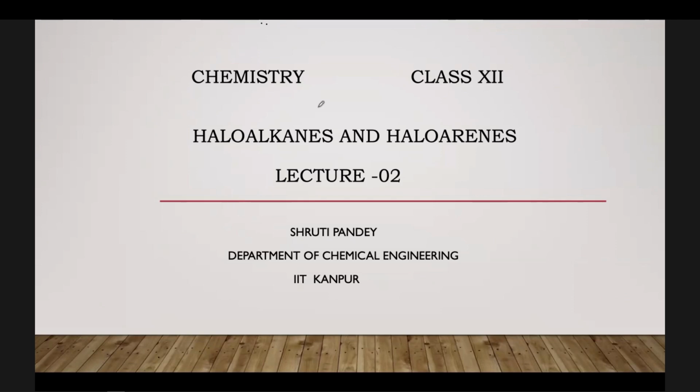So now today we are going to start mainly the methods of preparation of the haloalkanes and the haloarenes. But before that, I would like to discuss the nature of the carbon-halogen bond. That is, what is the C-X bond like? So the halogens, they are more electronegative than the carbon atom.